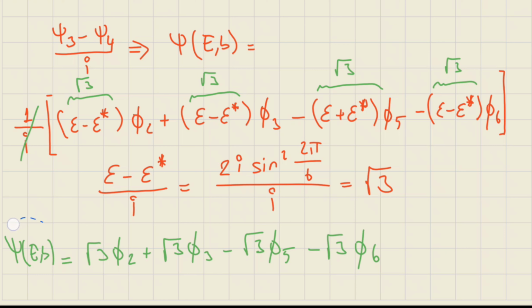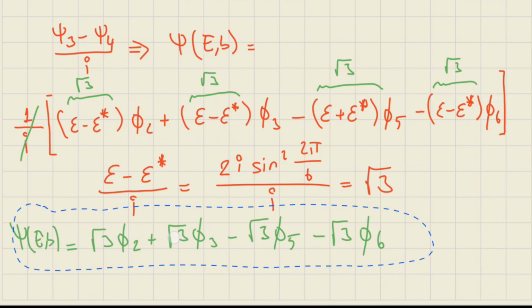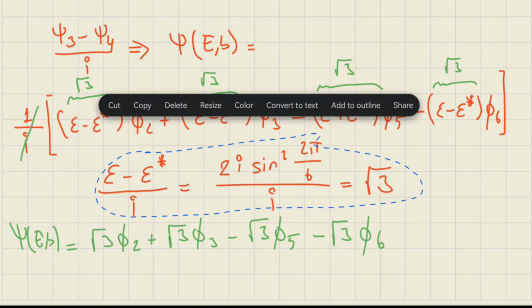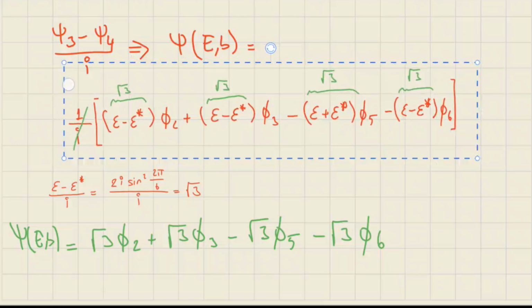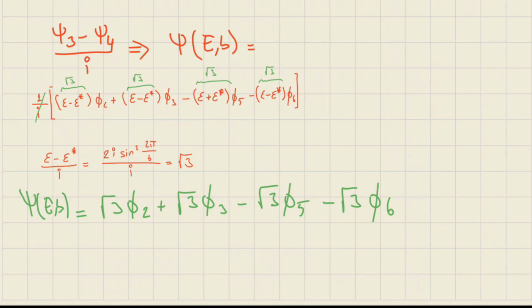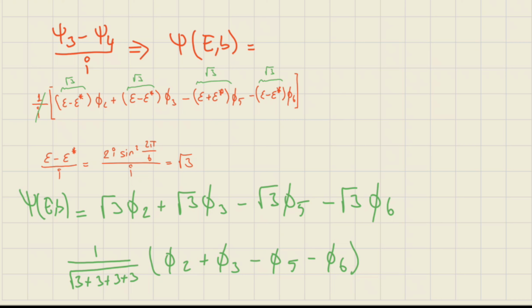And I can normalize it, by the way. I didn't normalize it right now. I just need to make a little space here. So if I normalize 3 plus 3 plus 3 plus 3, 1 over square root of 3 plus 3 plus 3 plus 3 times this one, this one, this one, and this one. So this is the normalized form.